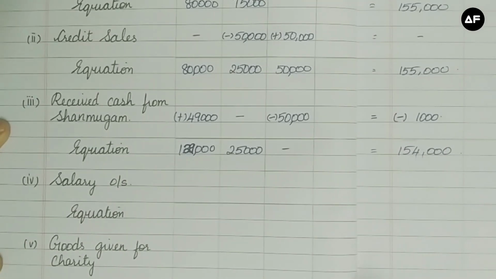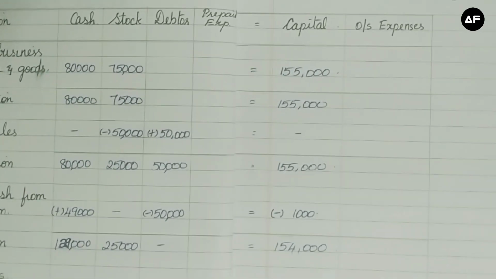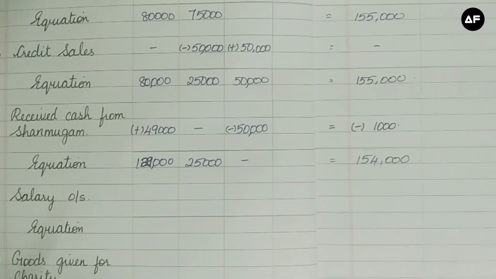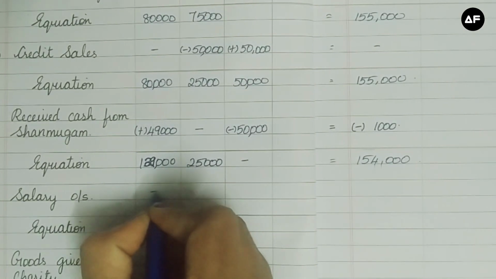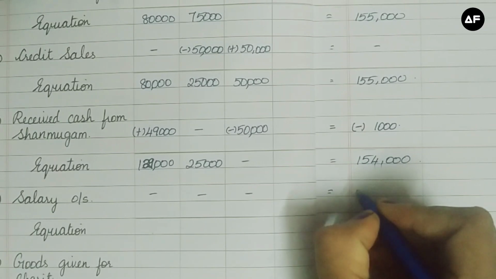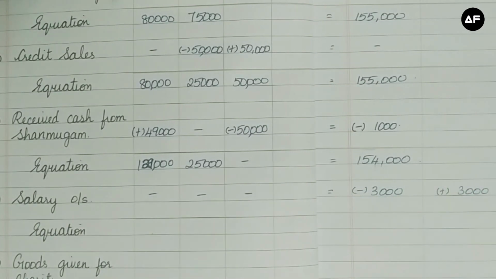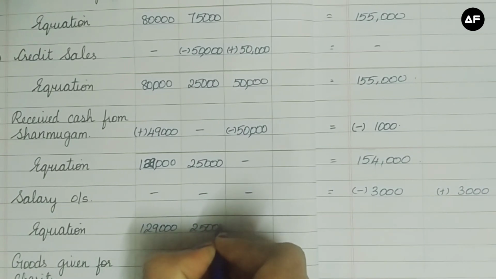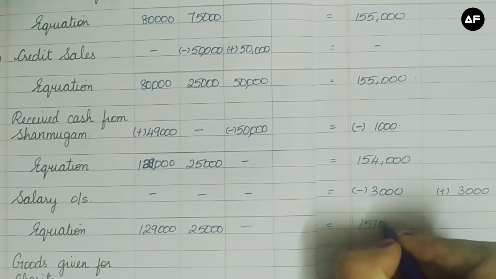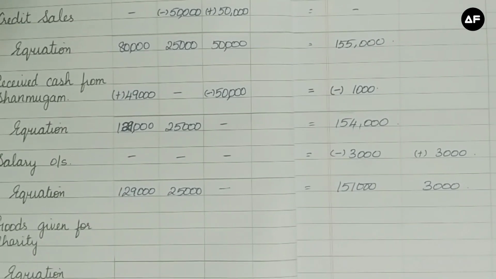Next, moving on to the next transaction: salary outstanding of 3,000 rupees. Outstanding expense should be shown in a separate column known as the outstanding expenses column. And salary outstanding is a loss for the business, therefore we have to subtract it from the capital also. As far as the asset side is concerned, cash, stock and debtors, there is no effect on them. Minus 3,000 of salary outstanding from the capital and add the outstanding amount which is liable to be paid to the employees. So my equation is going to be 1,29,000 for cash, 25,000 for stock and nothing for the debtors, whereas here it's going to be 1,51,000 plus 3,000 for the outstanding liability or the outstanding expense. So when I add up, I will get 1,54,000 as it is.